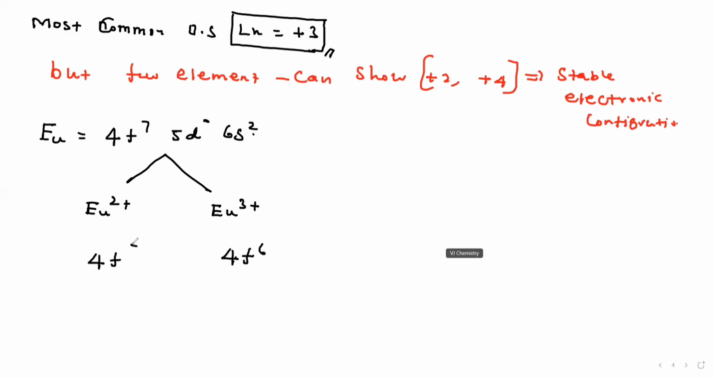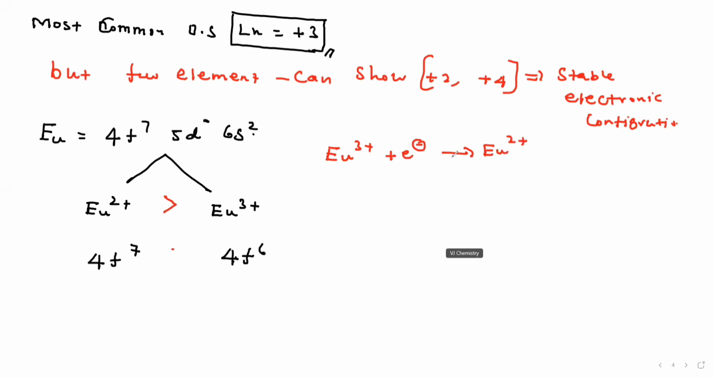Now, tell me, which is more stable? Half filled is always more stable, right? The europium 2 plus is more stable compared to europium 3 plus. Europium 3 plus gains 1 electron and becomes europium 2 plus.